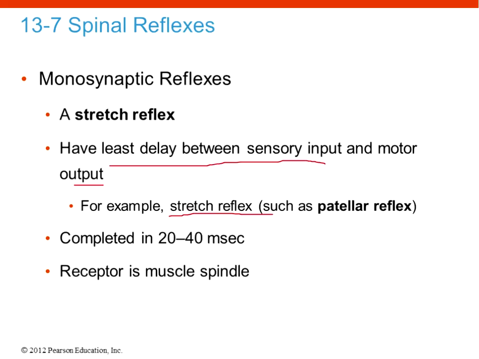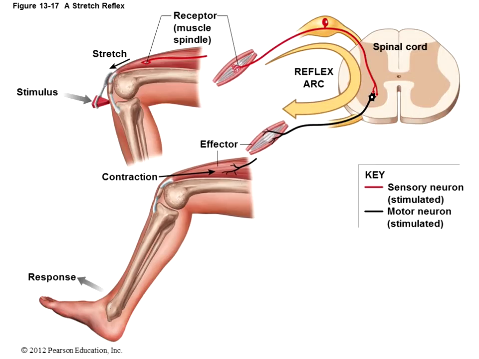For example, the stretch reflex, like the patellar reflex, where you're at a physical, sitting up, and the doctor strikes the knee tendon with a little mallet and your knee kicks up, right? We've all experienced that before. And this happens very quickly, 20 to 40 milliseconds. That's a great example of a monosynaptic reflex.